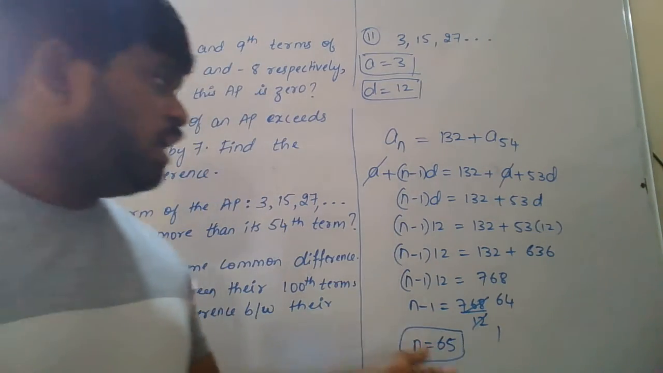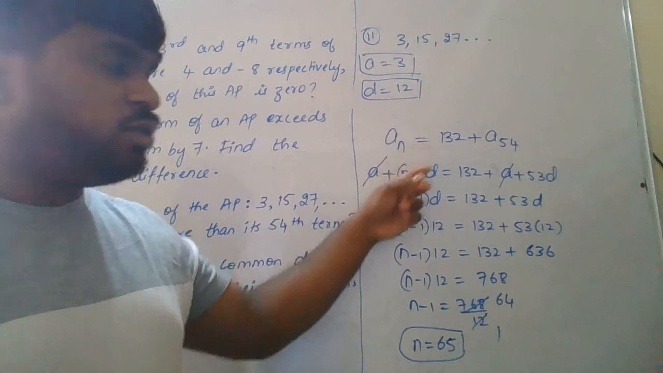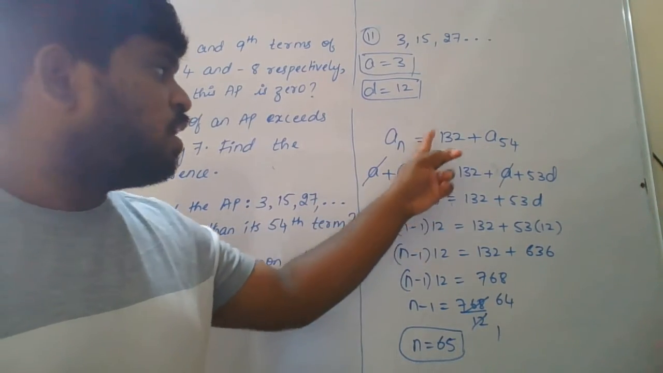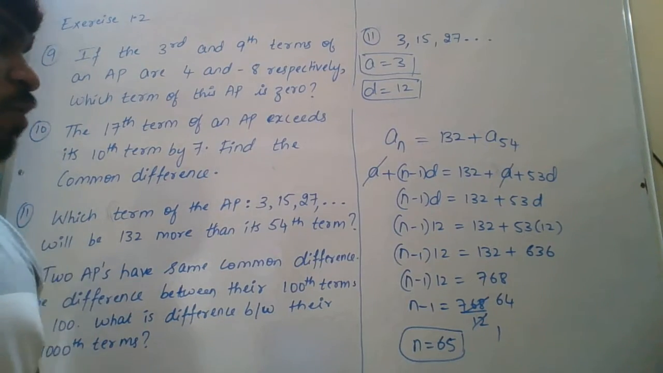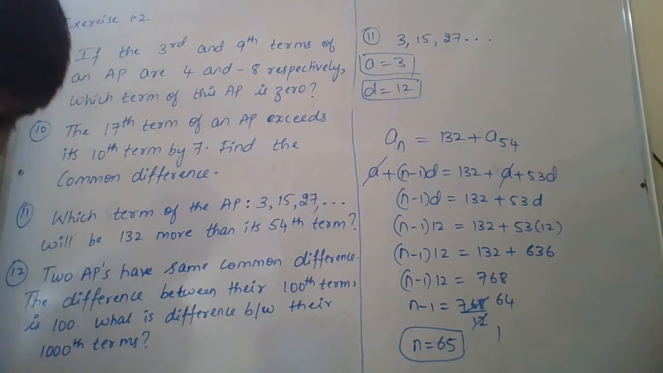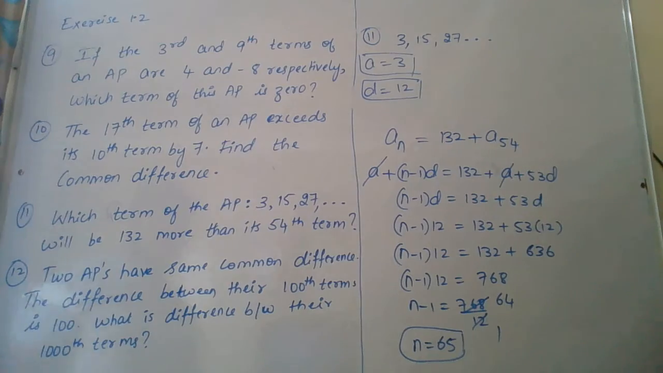Which means your 65th term is 132 more than the 54th term. Okay, I hope it's very clear. Let's get into the next problem. What is the next problem?